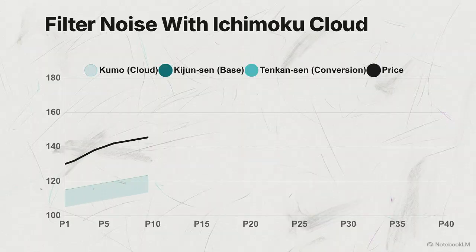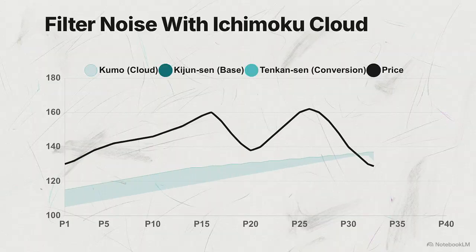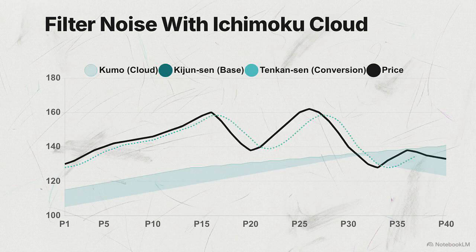The foundation of the system is the Kumo, or the cloud. It acts as an immediate trend filter. When the price is above the cloud, the bias is bullish. When it's below, the bias is bearish. Next, we add the Tenkan-sen, or conversion line. This tracks the midpoint of the highest high and lowest low over 9 periods, measuring short-term momentum.